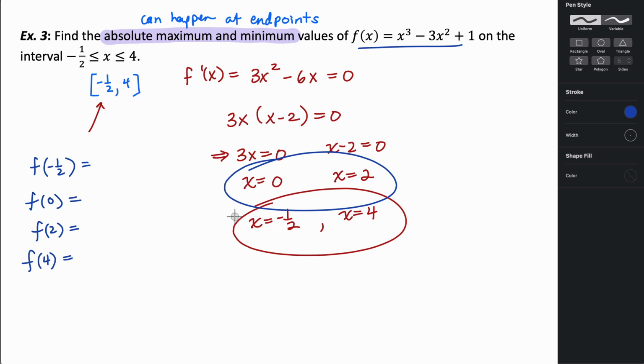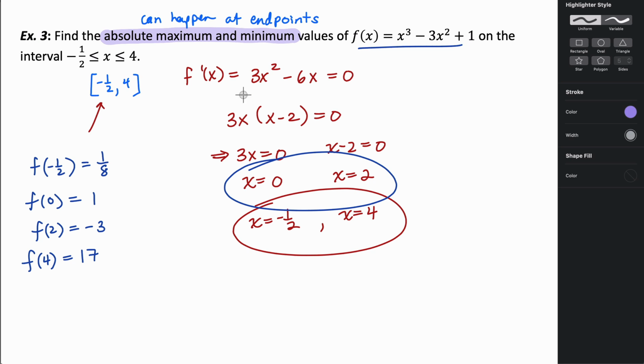So you can go ahead and just plug all these numbers into your calculator. I'm not going to necessarily work all this out. So if you go through and plug all this in, f of -1/2 ends up being 0.125 in your calculator. That's 1/8. F of 0 gives you 1. F of 2 gives us -3. And f of 4 gives us a value of 17. These are the values that it's going to spit out.